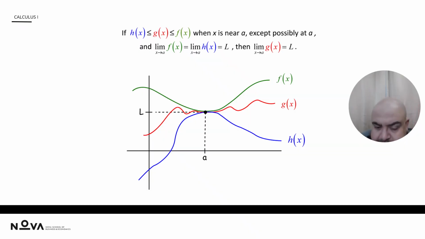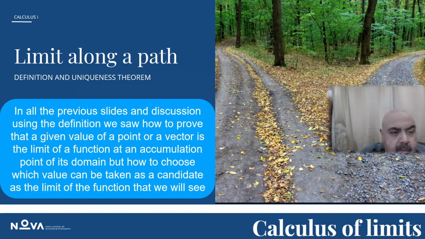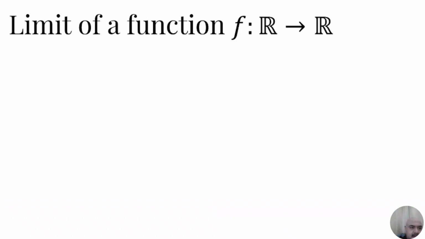Now we will come to the last part of our lecture, which is limit along a path. And this is really very important. I've tried to summarize it for you as much as possible. In all the previous slides and discussions, using the definition, we saw how to prove that a given value of a point or a vector is the limit of a function. So the limit was already given, and you are just checking whether it matches the definition or not. But how to choose which value can be taken as a candidate for the limit is going to be the discussion of the coming slide.